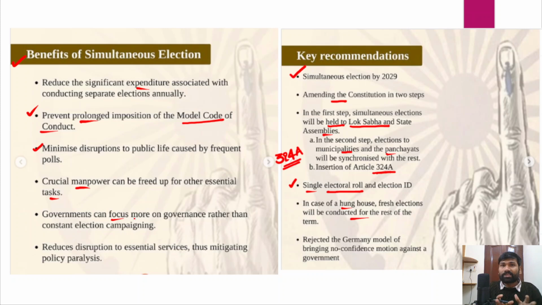when simultaneous elections are being held, governments can focus more on governance rather than constant election campaigning, right? So no need to go for campaign. For example, the ruling party in a state or at the center, the leaders need not regularly go for campaign if elections are held once in 5 years for Lok Sabha and state legislative assemblies, and that is the idea behind this. And it also reduces disruption to essential services, thus mitigating the policy paralysis as well. These are some benefits that the experts have been giving for conducting simultaneous elections.